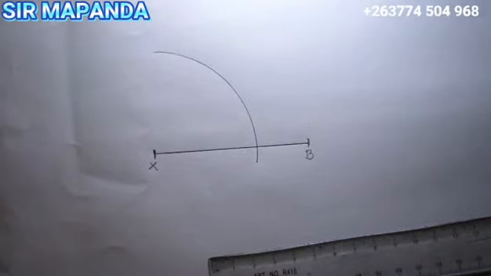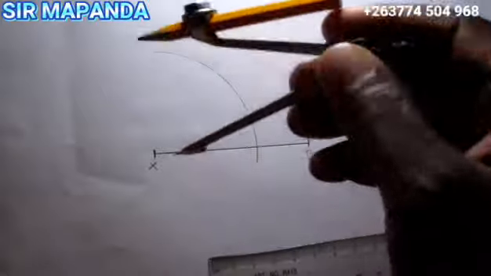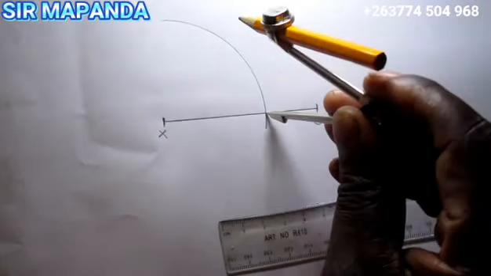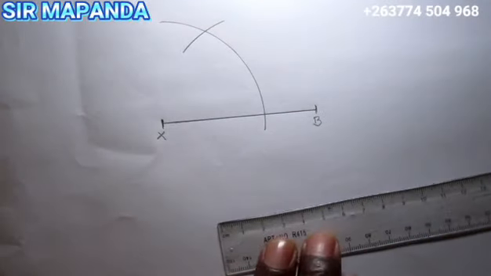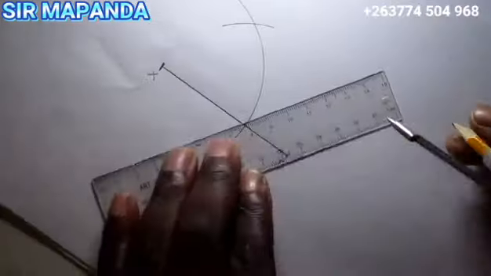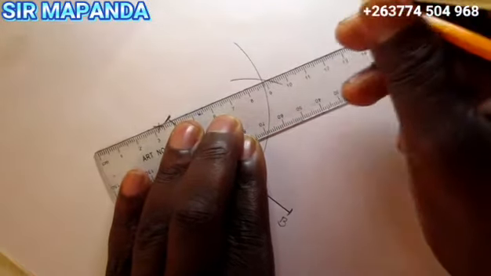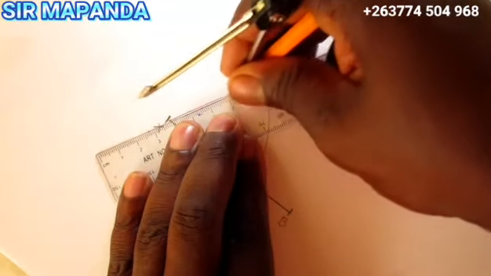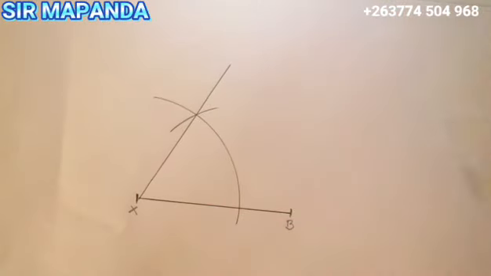You do not have to change the radius. Keep and maintain the same distance that you used to draw the first arc. Place your compass at this point. Then you put another small arc like this. Then you take your ruler and your pencil so that you connect point X and the point of intersection of the arcs like this. Right, I hope you are listening. So this is the first thing to do.